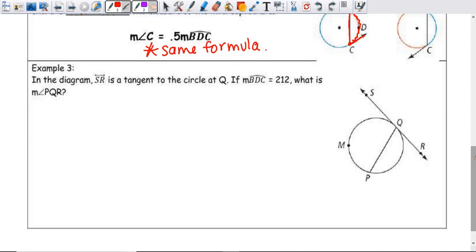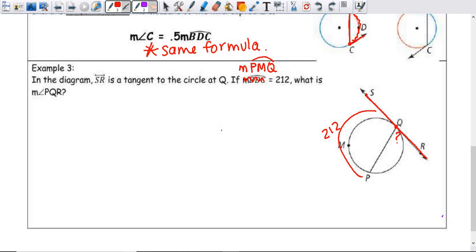So let's try an example with this. In the diagram, SR is tangent to the circle. So SR right here is tangent, so it's only going to intersect at one point. So this should actually say if the measure of PMQ is 212. So that is an arc. So PMQ is 212. What is angle PQR? So I'll put a question mark there. All right? There's a couple ways we can solve this.